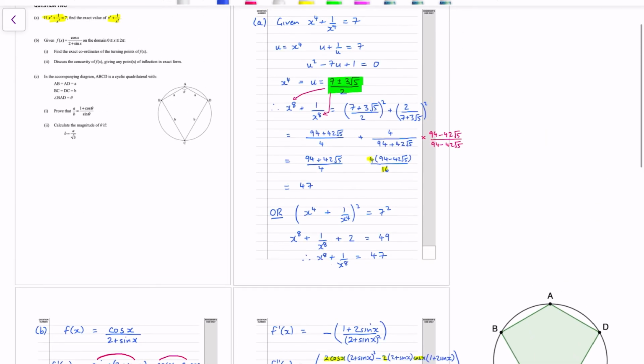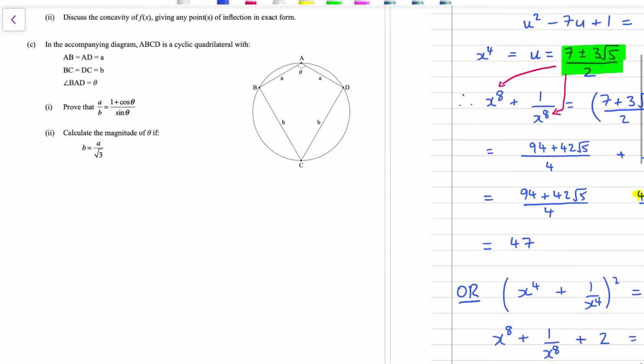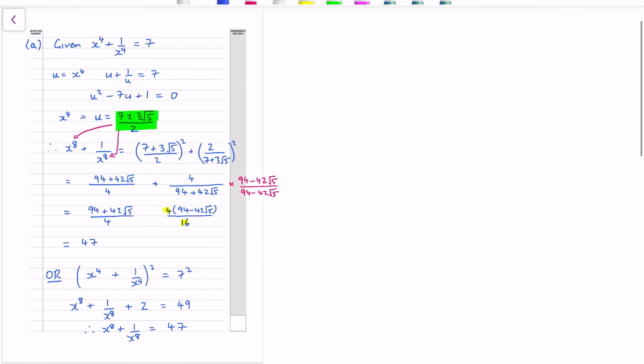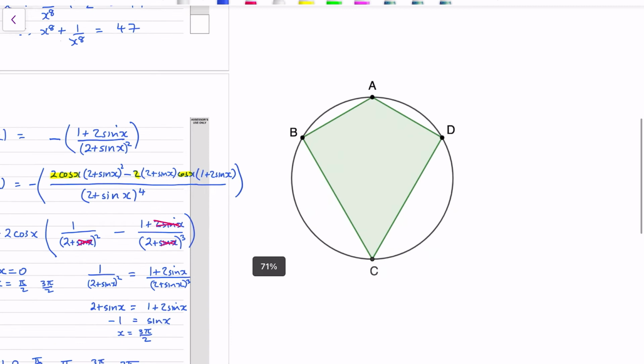Okay, last problem. We're given a shape, a cyclic quadrilateral, and we're told it's symmetrical, and then we've got to prove a over b equals that quantity there, and then calculate the magnitude of theta if b is a over root 3. Okay. Again, I'm going to show you two methods to solving this.